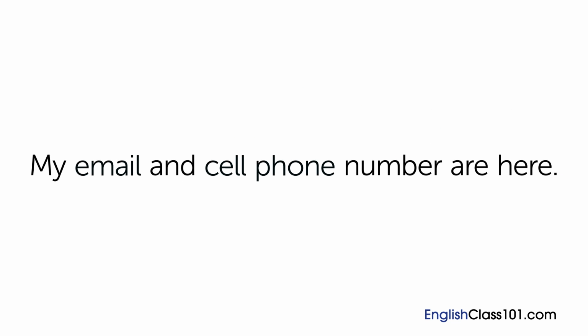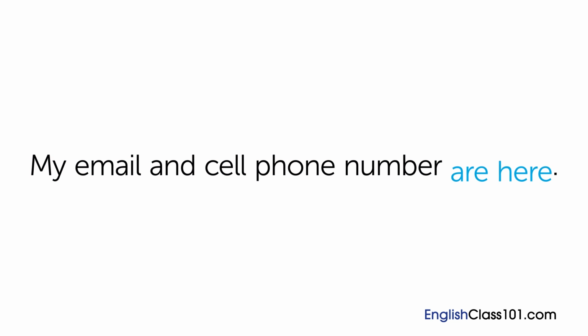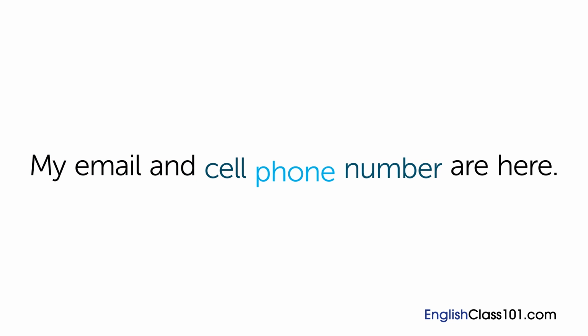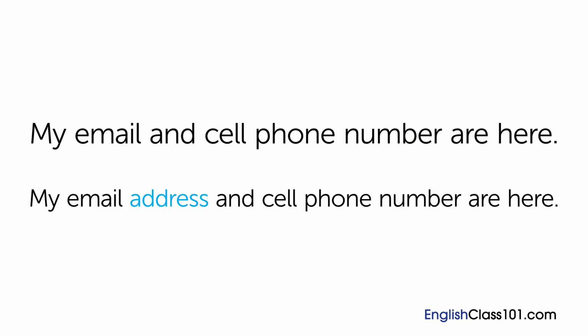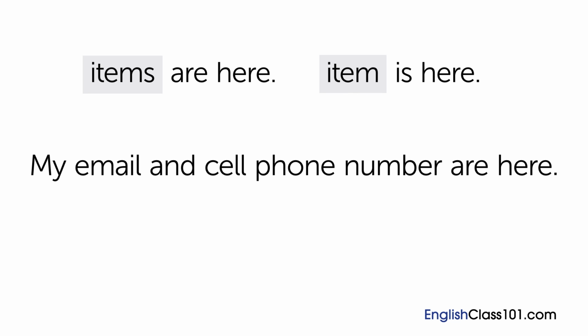First is a phrase for the items she wanted to draw attention to: my email and cell phone number. Next is the phrase are here. Together, it's: My email and cell phone number are here. Notice that the word address was dropped from email address. This is common in conversation. You can use this structure anytime you want to draw attention to the location of something.